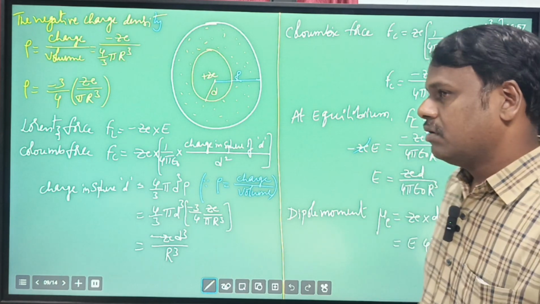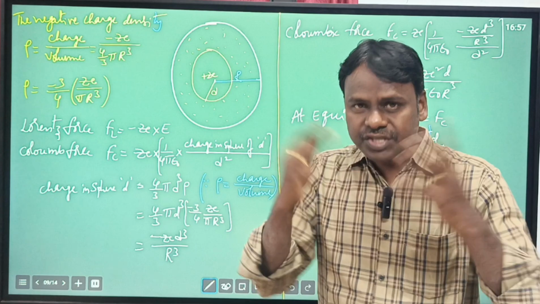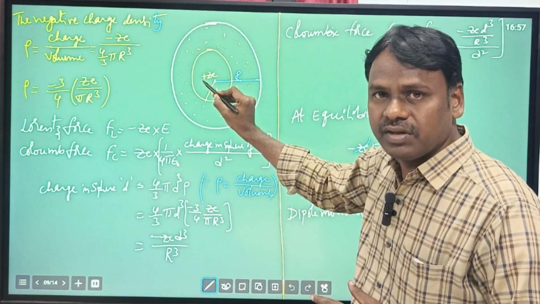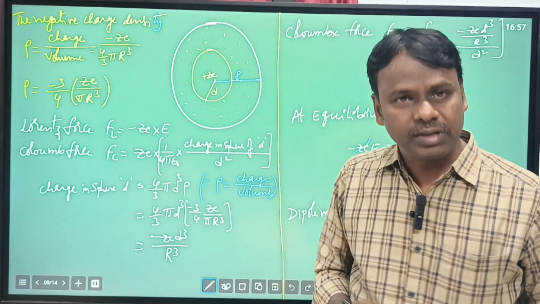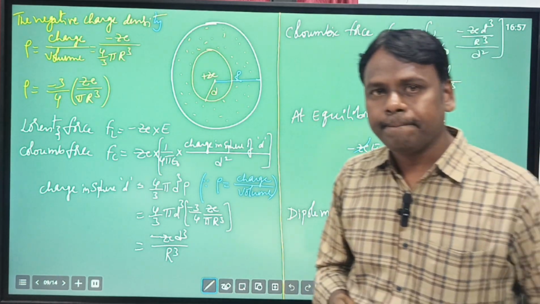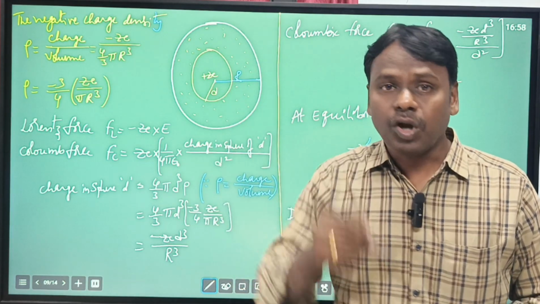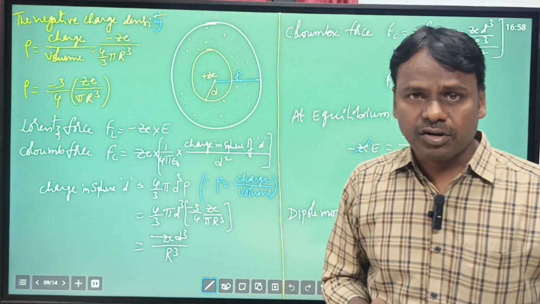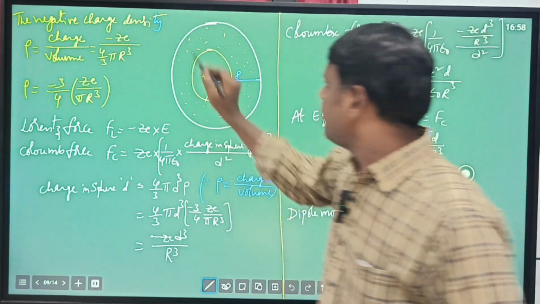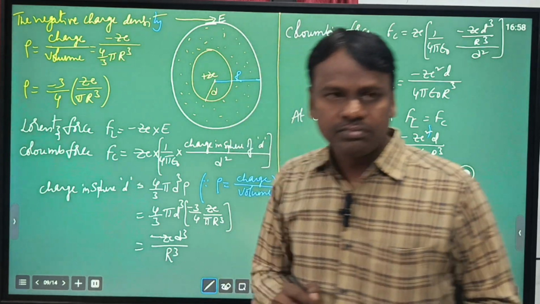We know in the absence of an electric field, the structure of the atom: suppose here it is the center of the atom, that is called the nucleus. The charge of the nucleus is plus Ze. Around the nucleus there is an electron cloud. The charge of the electron cloud is minus Ze. Suppose we apply some electric field E on the atom, what happens?